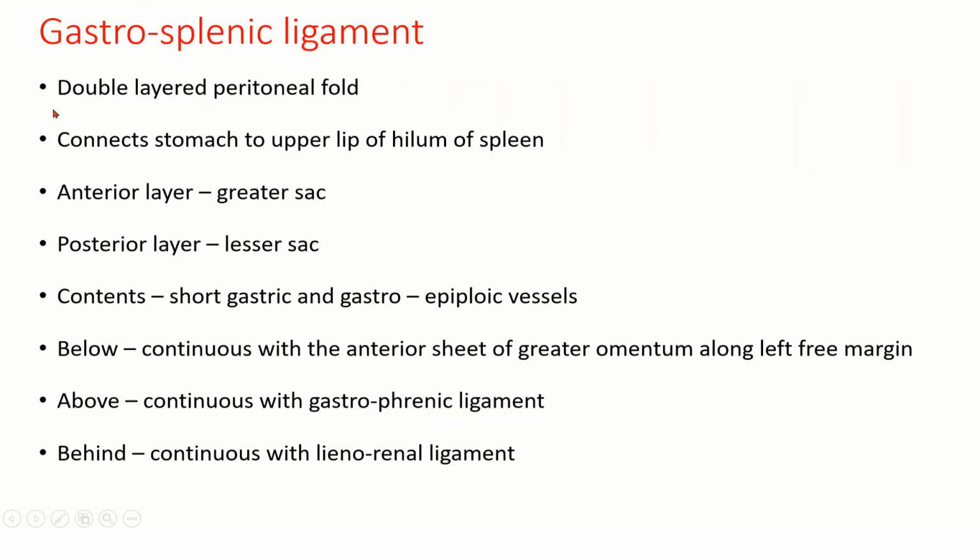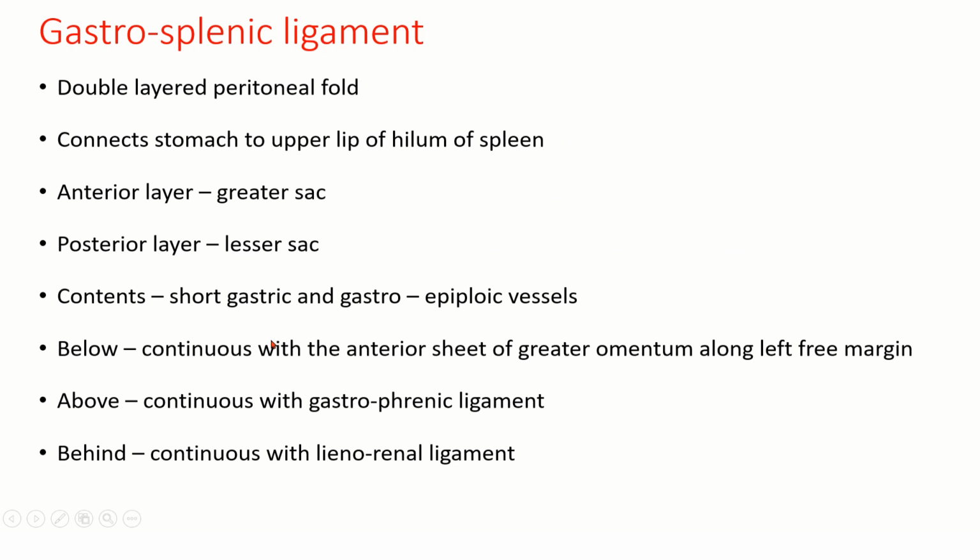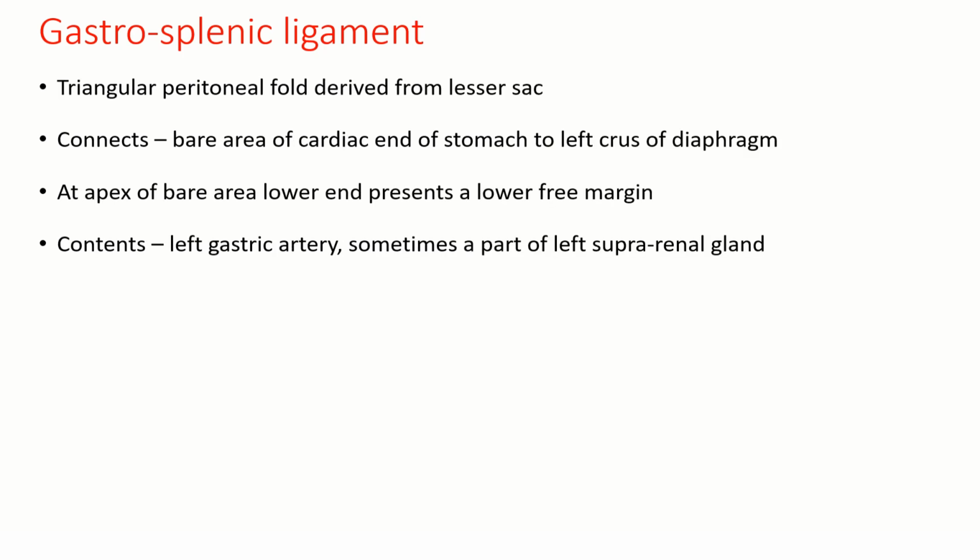Gastrosplenic ligament: it is a double-layered peritoneal fold, connects stomach to the upper lip of hilum of spleen. Anterior layer is derived from greater sac peritoneum, posterior layer is derived from lesser sac peritoneum. Contents: short gastric and gastroepiploic vessels. Below continues with the anterior sheet of greater omentum along left free margin. Above continues with gastrophrenic ligament. Behind continues with the lienorenal ligament. These tracings I will be explaining properly in horizontal disposition of the peritoneum.